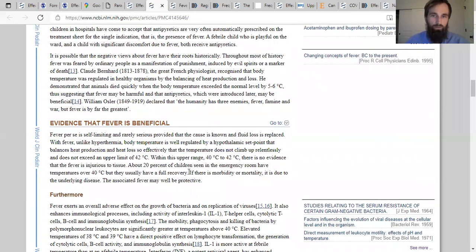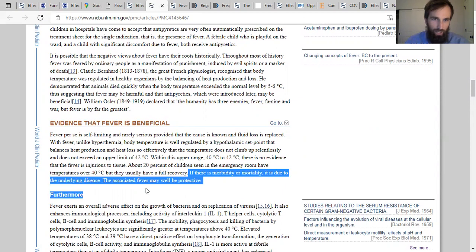This is in general. This is not specifically speaking about COVID. This is just with any infection. If there is morbidity or mortality, it is due to underlying disease, not the fever itself, is what it's saying. The associated fever may well be protective.